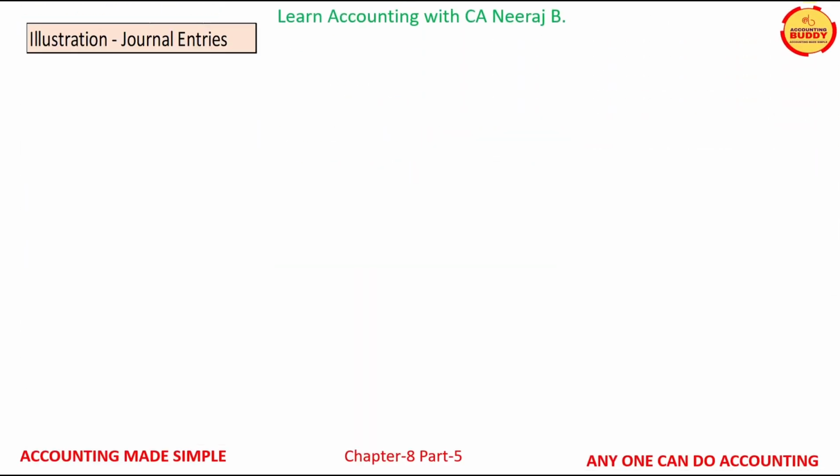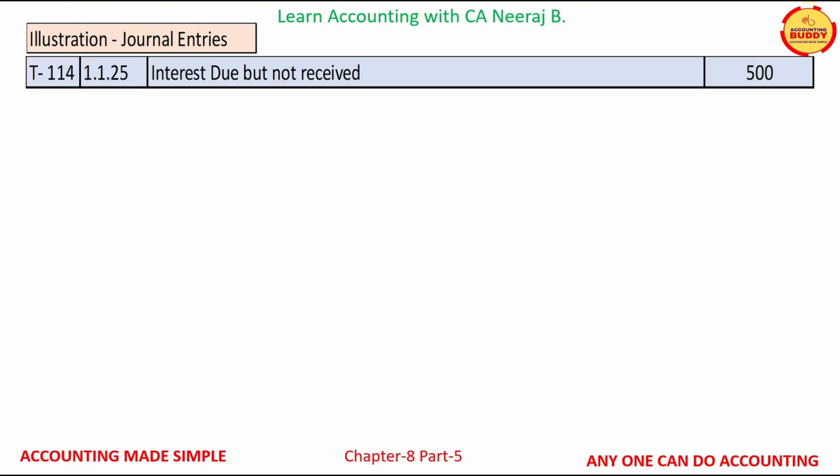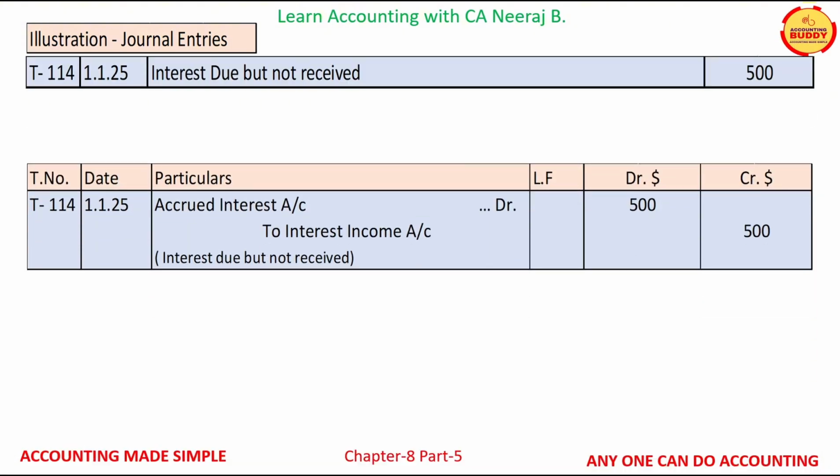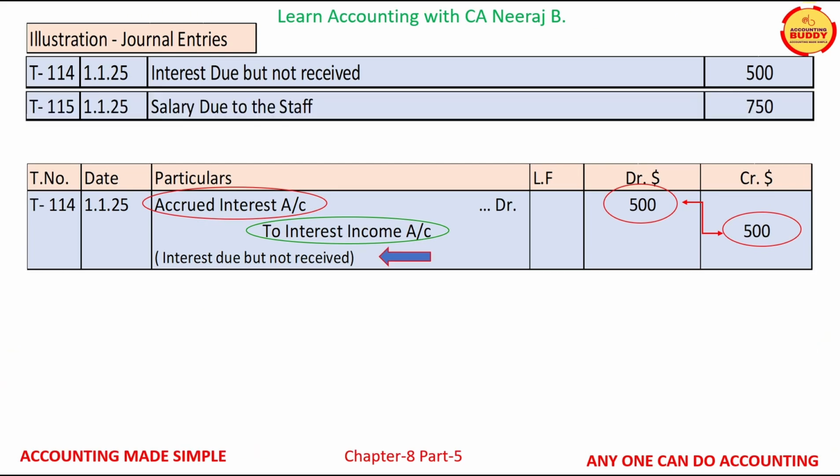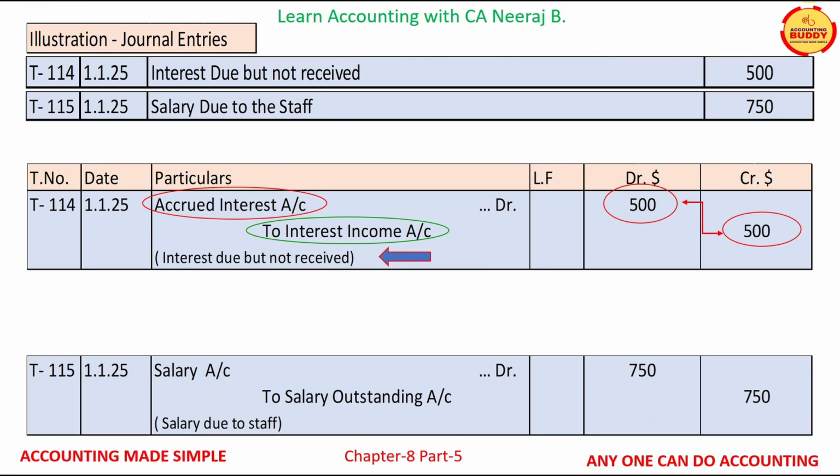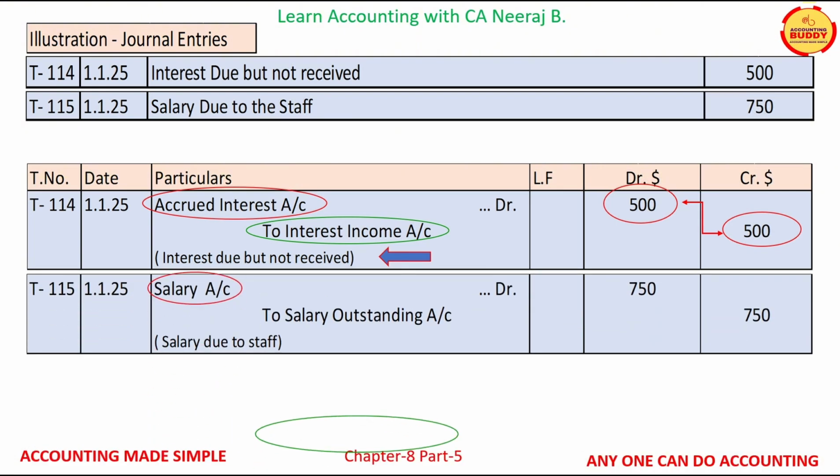Let us take a few more adjustment journal entries. Transaction T114 is interest due but not received, $500. The two accounts which are affected are accrued interest account and interest income account. The entry is passed for $500 by debiting accrued interest account and crediting interest income account with proper narration for the entry. Transaction T115 is salary of $750 due to the staff. The two accounts which are affected are salary account and salary outstanding account. The entry is passed for $750 by debiting the salary account and crediting the salary outstanding account with a proper narration for the entry.